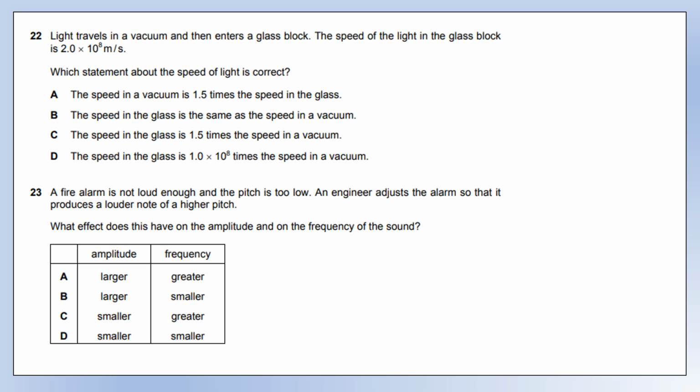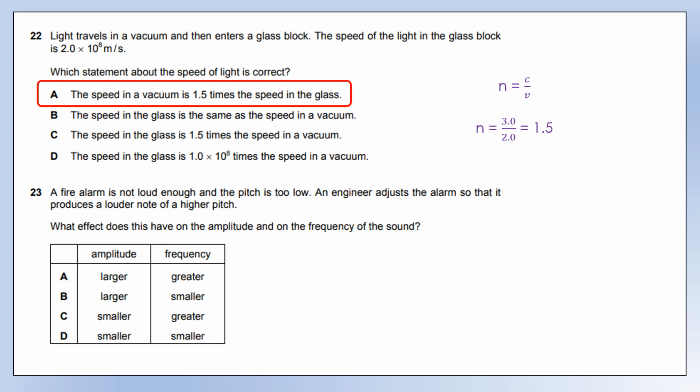Light travels from a vacuum and enters a glass block. The speed of light in the glass block is 2 × 10^8. Which statement about the speed of light is correct? We can figure out the refractive index, and we can see it's 1.5, because light in a vacuum travels at 3 × 10^8. So the speed in a vacuum is 1.5 times the speed in glass. Yep, that one's correct. Their speeds are the same? Nope. The speed in glass is faster than in a vacuum? That's impossible. The speed in glass is 1 × 10^8 times the speed in a vacuum? That doesn't make sense either. You can't travel faster than light in a vacuum.